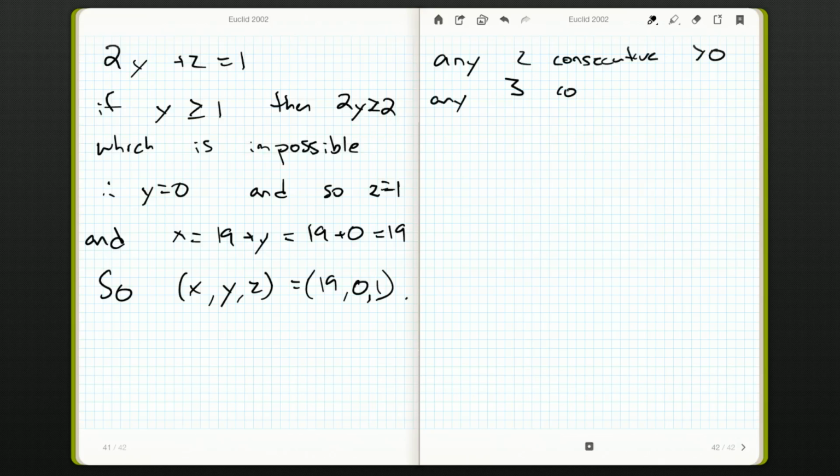Any 3 consecutive is negative. This reminds me of I think a Putnam question. I think there was a Putnam question like this, but it was any 7 consecutive are positive and any 11 consecutive are negative. So I think somebody looked at a Putnam and maybe dumbed it down a bit. Although that doesn't help me because I don't remember the solution.